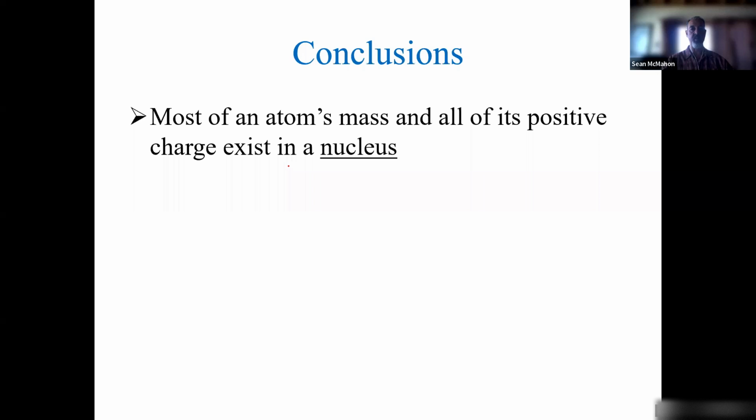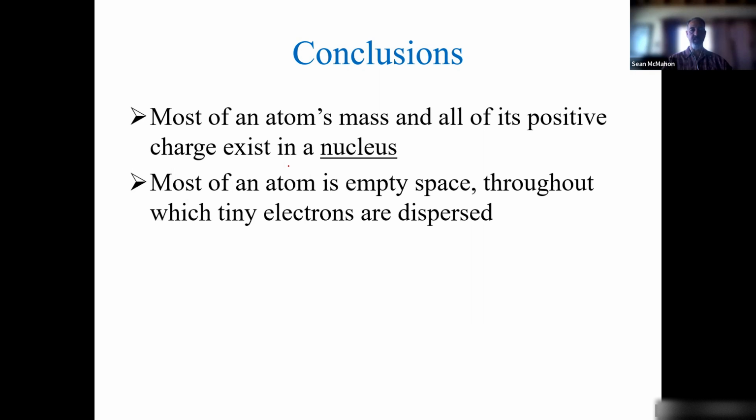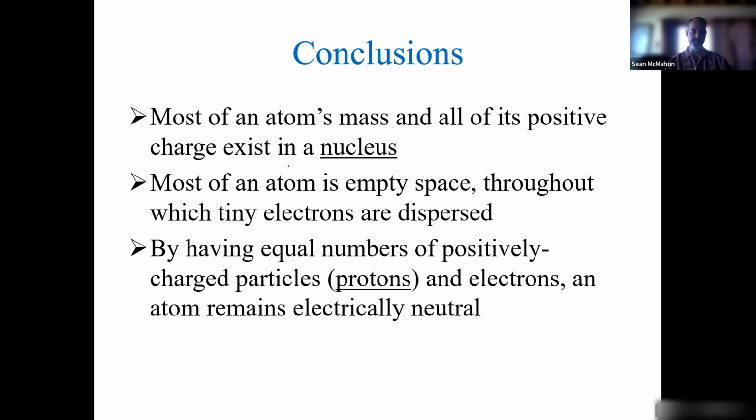So that's where the conclusions were, okay: most of the atom's mass and all its positive charge are in the nucleus. And most of the atom itself is actually empty space, kind of like our solar system, with little tiny electrons dispersed to cancel out the positive charge in the nucleus. By having equal numbers of positive charges and negative charges, an atom remains neutral.